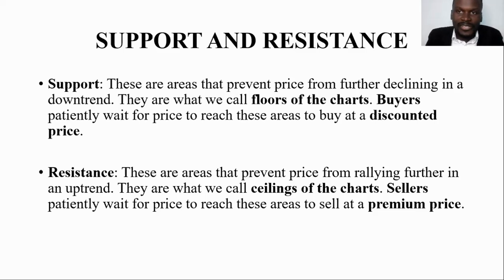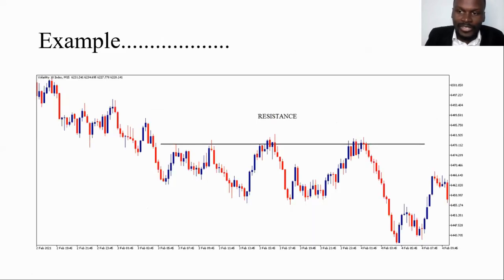They will also have resistance. Resistance areas prevent price from rallying further in an uptrend. They are what we call the ceilings of the charts. So sellers patiently wait for price to reach these areas to sell at a premium price. So how do you draw them? I already explained in the video that I uploaded on the channel. First, you need to consider a line chart for you to draw these areas of support and resistance.